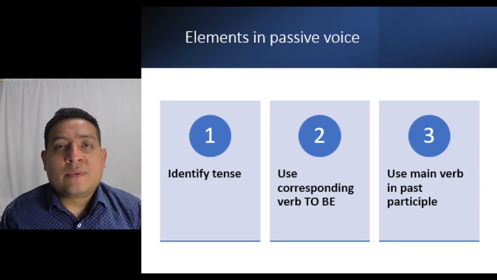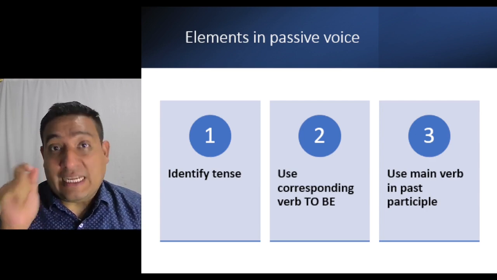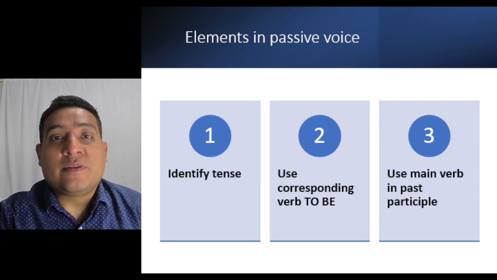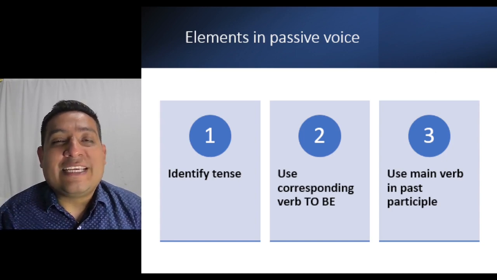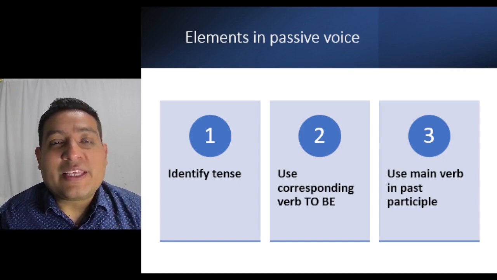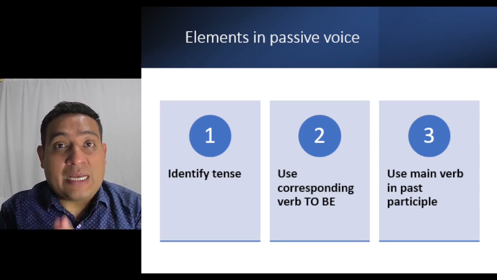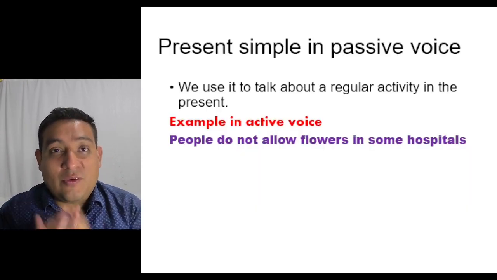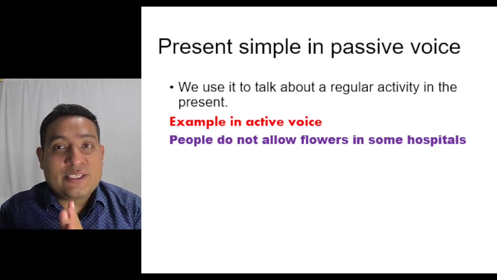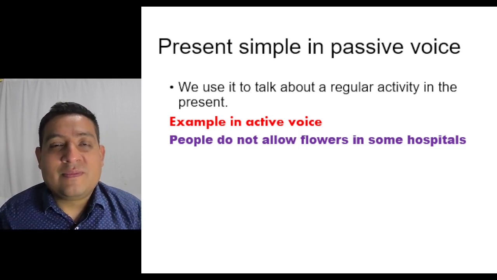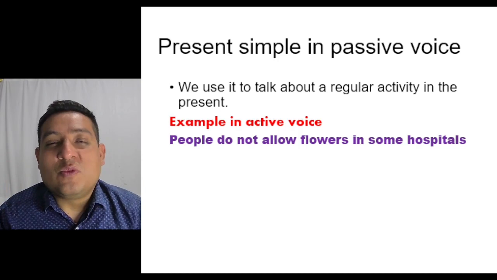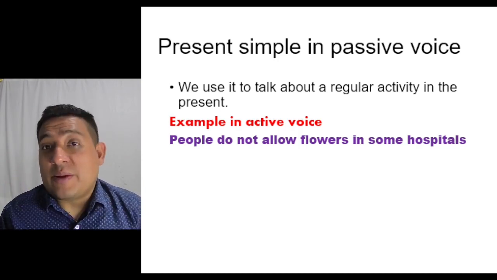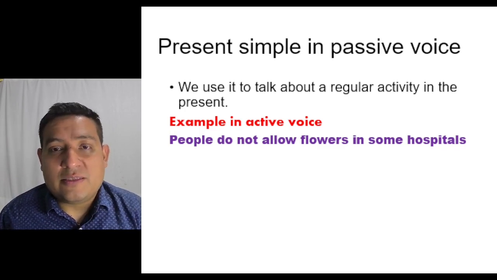And finally, the main verb in the active voice sentence has to be used in past participle. We're going to check that in a moment when we start with present simple passive voice sentences. Let's go to that point. First, present simple in passive voice. You know that when we talk about the present tense, we use it to talk about a regular activity in the present.